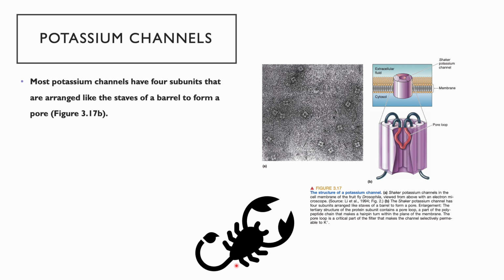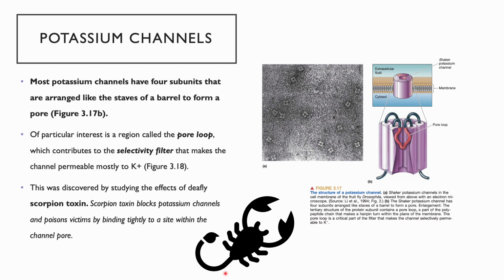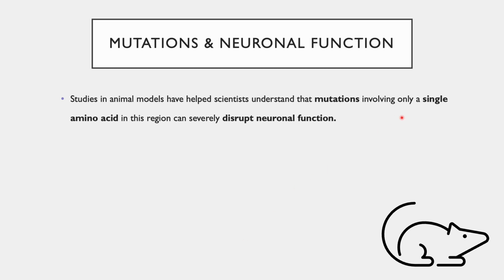Interestingly, this area called the pore loop is really important. The pore loop here functions as a selectivity filter, and it makes the channel more permeable to potassium. Interestingly, this pore loop was actually discovered by studying the effects of scorpion toxin, because scorpion toxin blocks potassium channels and poisons its victims by binding tightly with this channel pore. Studies in animal models have helped scientists understand the mutations involving only a single amino acid in the region and how it can severely disrupt neuronal function.